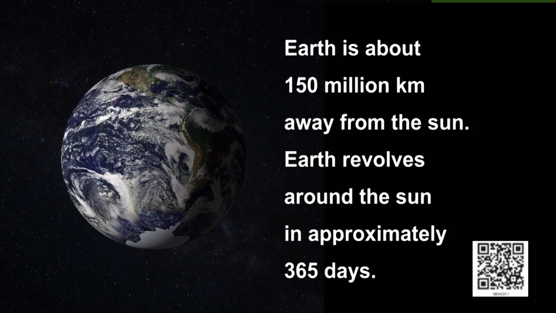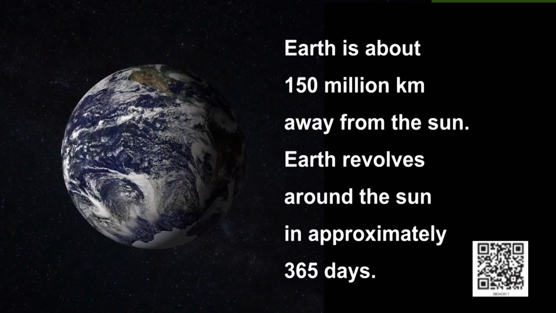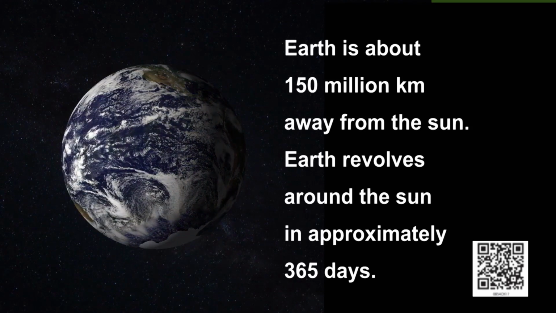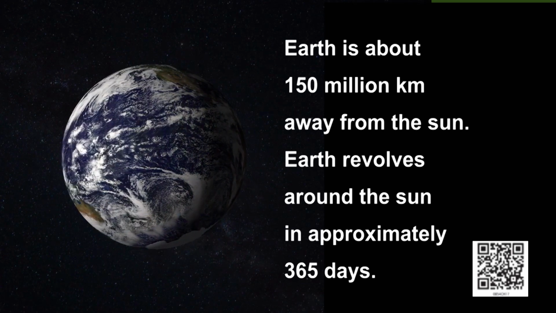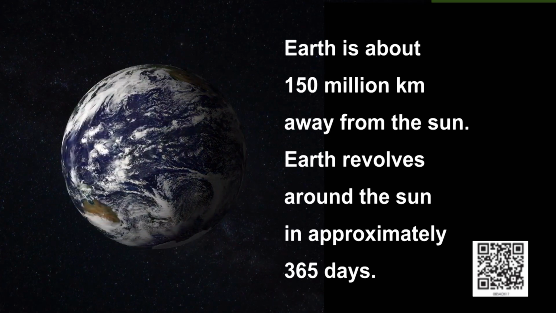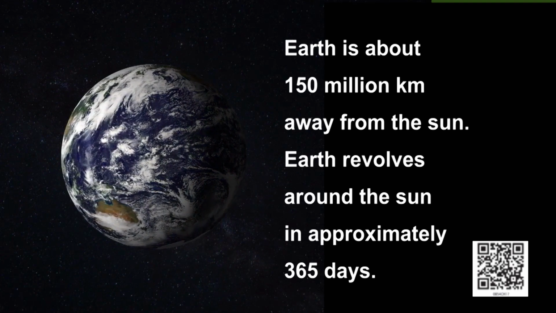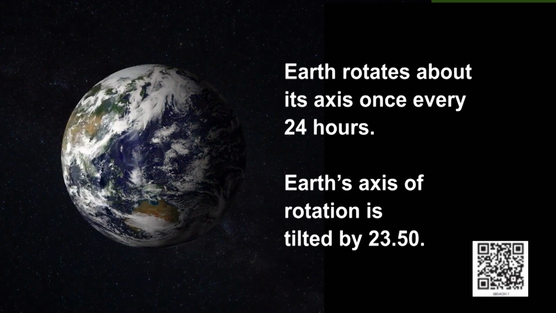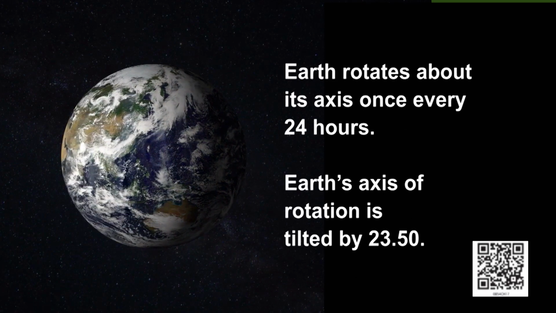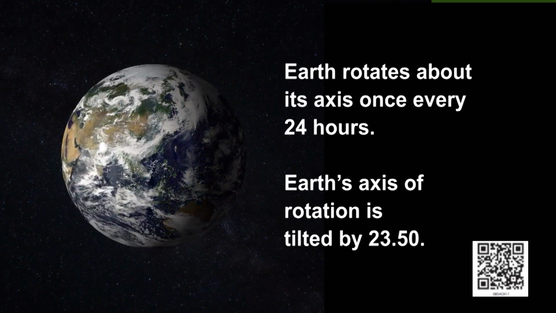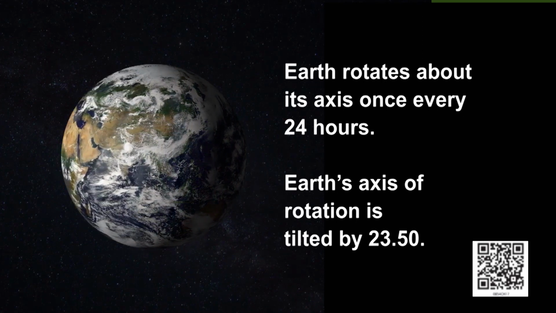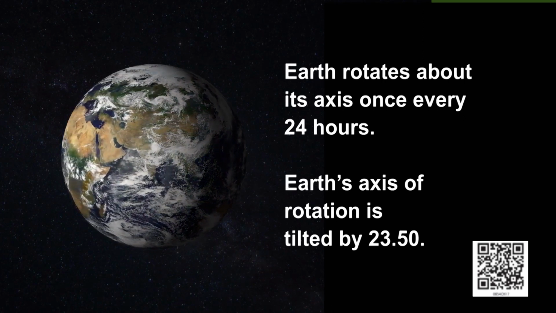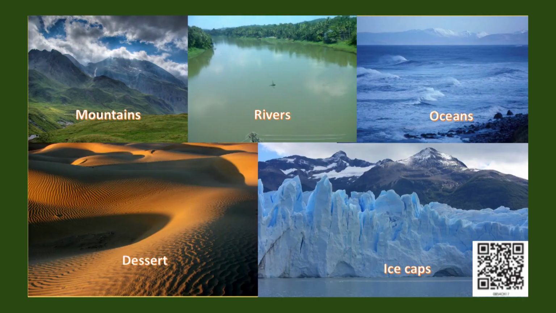As we discussed earlier, Earth is about 150 million kilometers away from the Sun. Earth revolves around the Sun in approximately 365 days. Also, Earth rotates about its axis once every 24 hours. Interestingly, Earth's axis of rotation is tilted by 23.5 degrees.